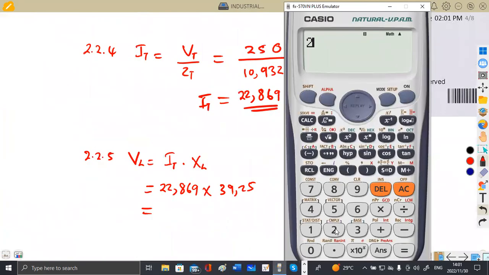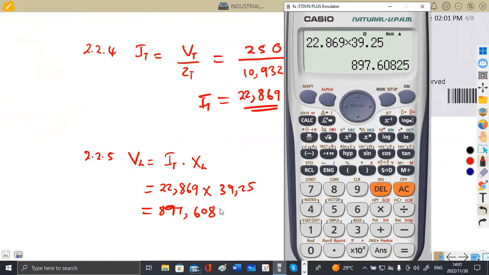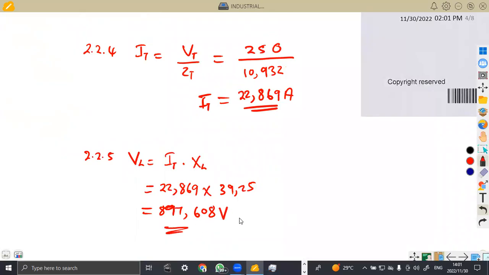So this is 22.869 times 39.25, and we're going to have 897.608. Okay, so that's it there. So it's 897.608. Is it 608 or 806? Okay, this is 608. So this is voltage, which is measured in volts.